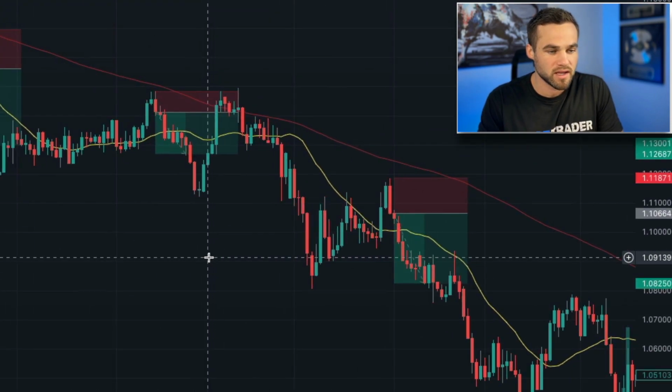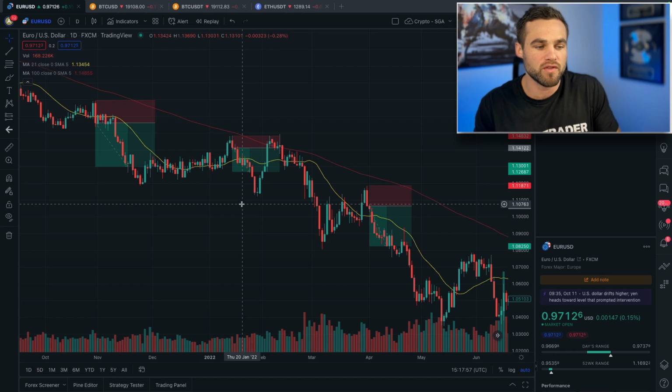Now, obviously, it doesn't mean that you're going to win every trade with this strategy. However, it is very powerful on the higher time frames, and when you do get a strong trend and a pullback to the moving averages, and then you get this bearish engulfing candle.